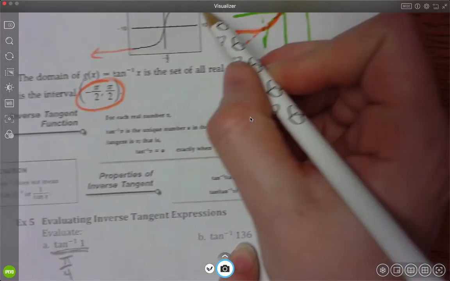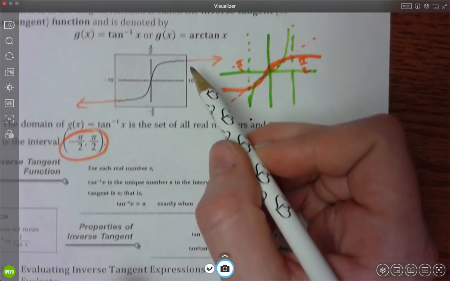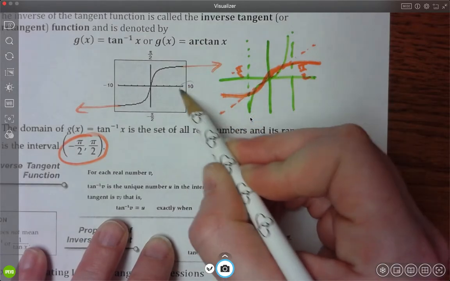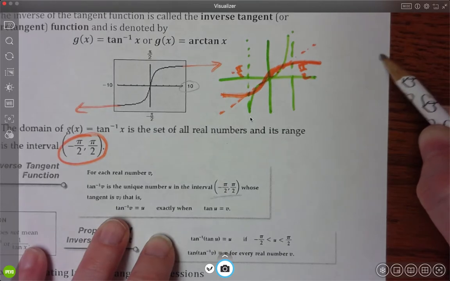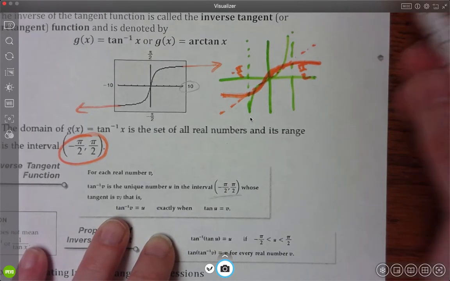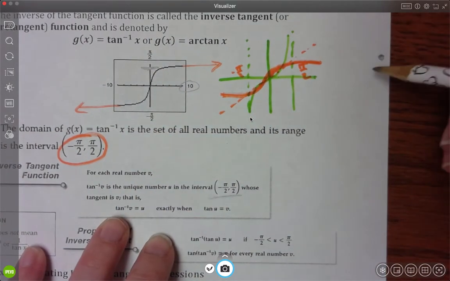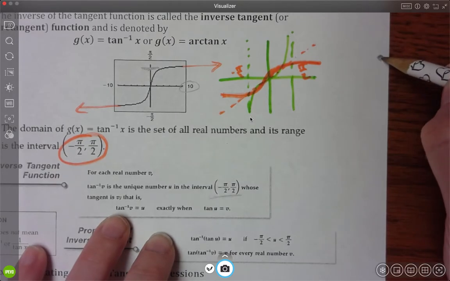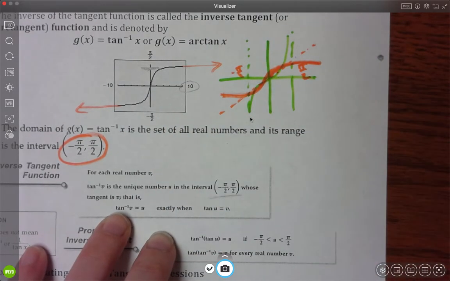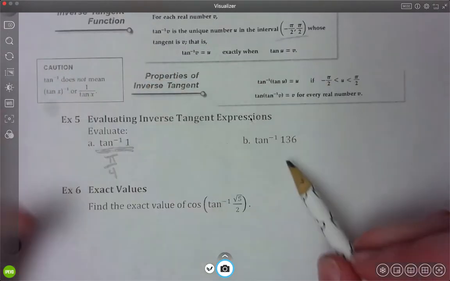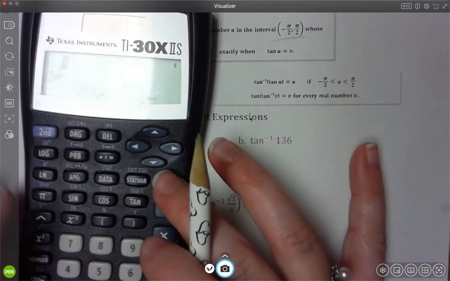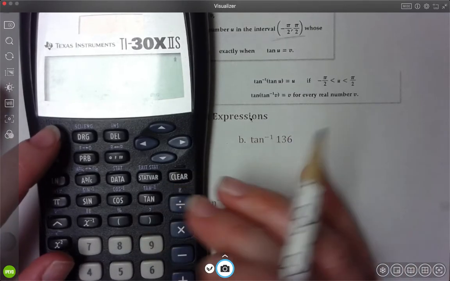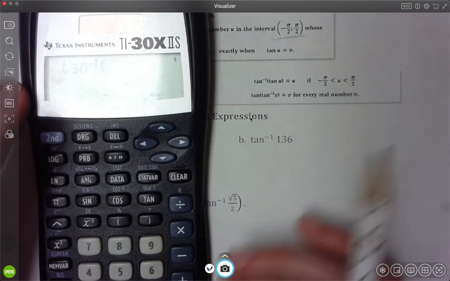So basically, if I think about that on the graph, this is where 1 is at, right? 136 would be like all the way over here. They want to know what this value is, like what y coordinate 136 is at. 136 is going to be way, way out there. And so we're going to evaluate this just using our calculators. So we would just do inverse tangent of 136.